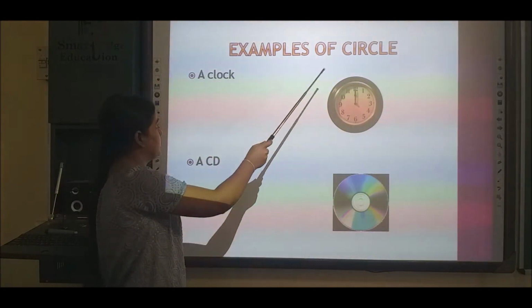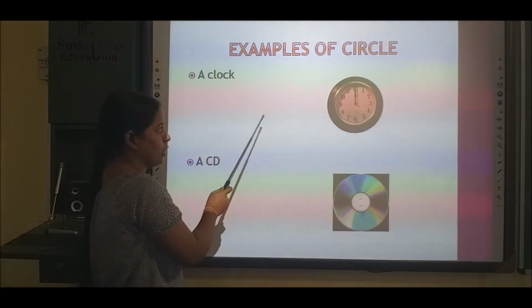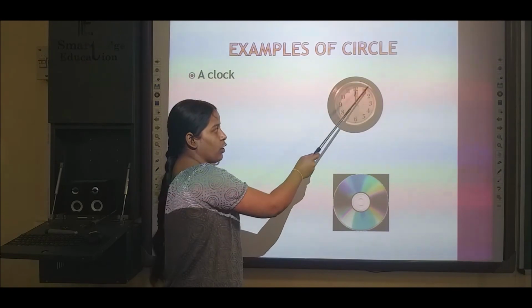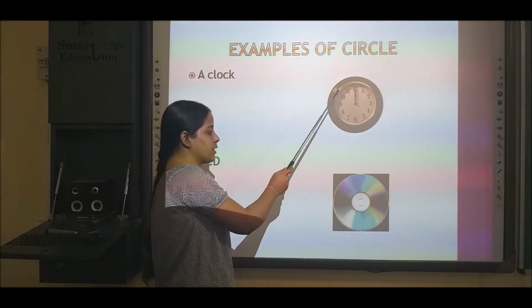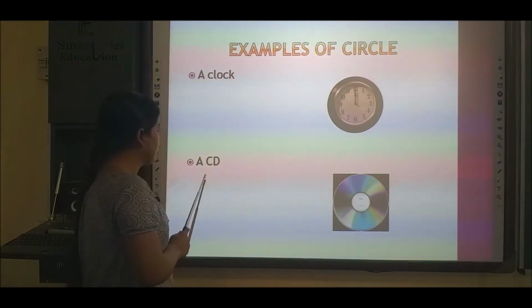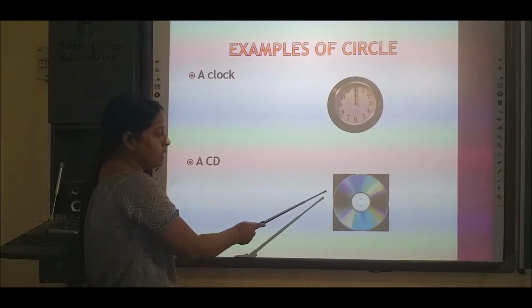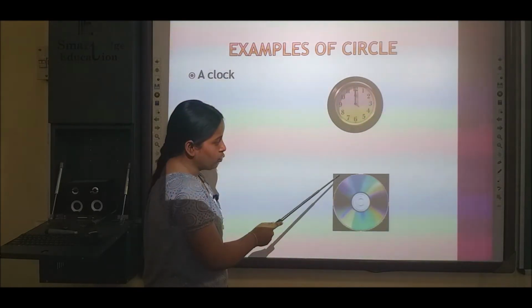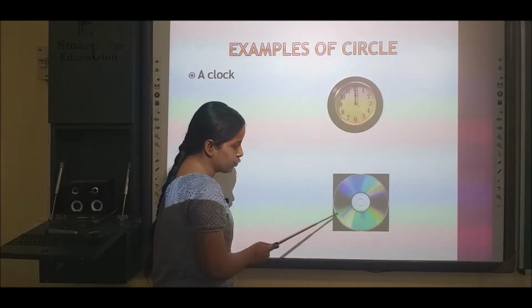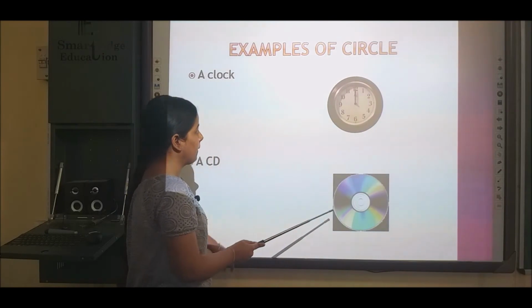Example of circles. First example is clock. Clock has no line and no corner, so it is an example of a circle. The next example is a CD. CD also does not have any side and no corner. This is in a round shape, so it is a circle.